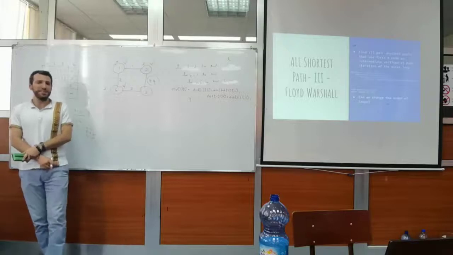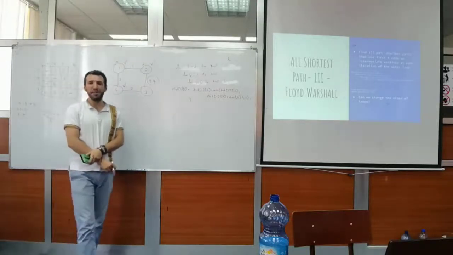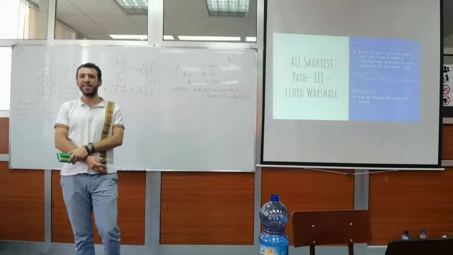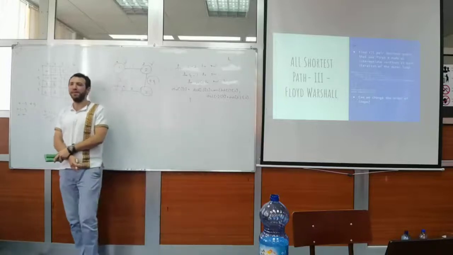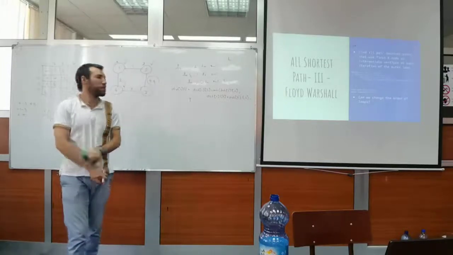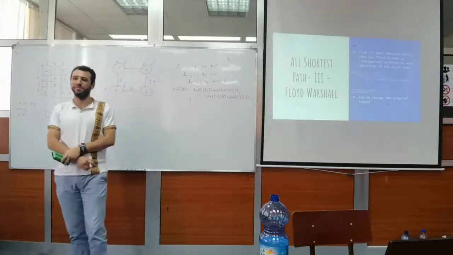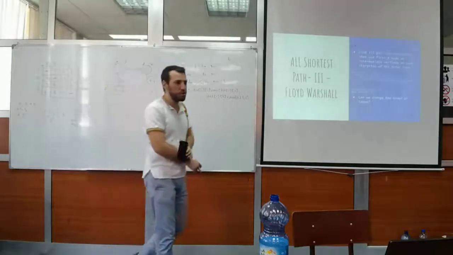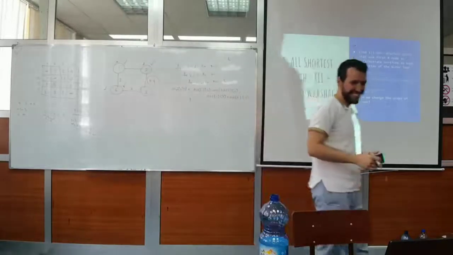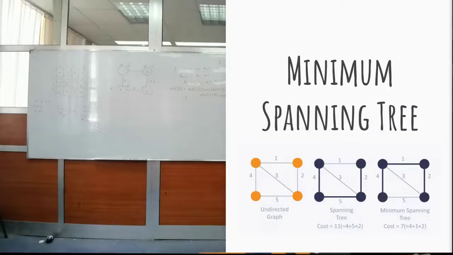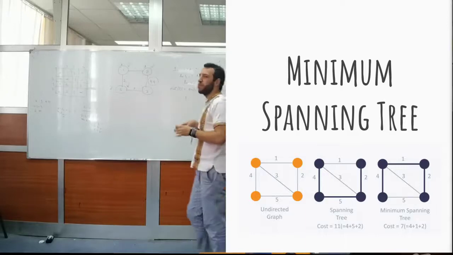So, I give this as a homework. After implementing all pairs shortest path, please try it on a big graph to see if you always produce the same result with all these little changes that we have made. Not all of them are working. This is a different story. Try this.